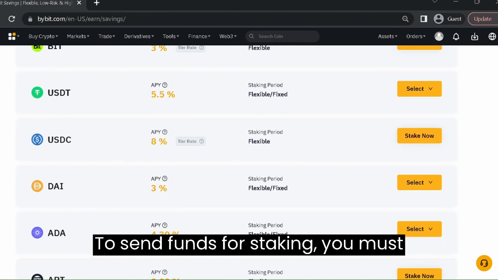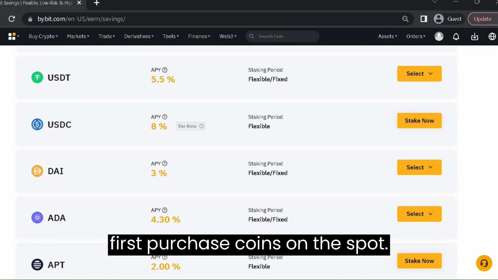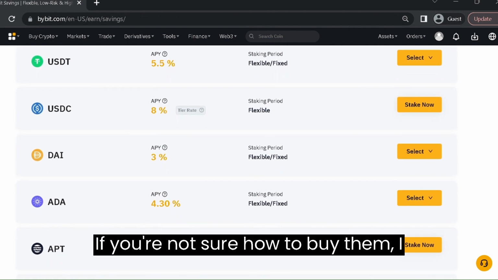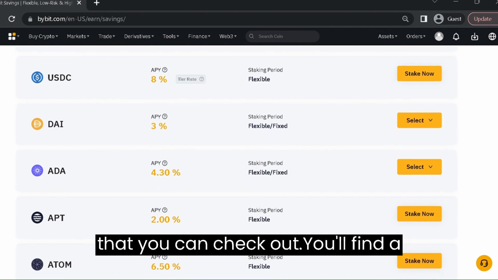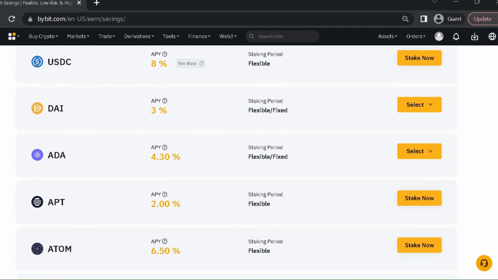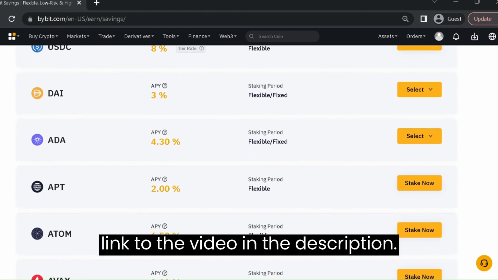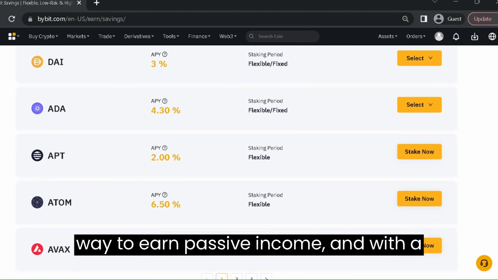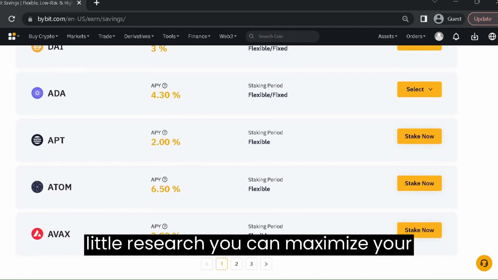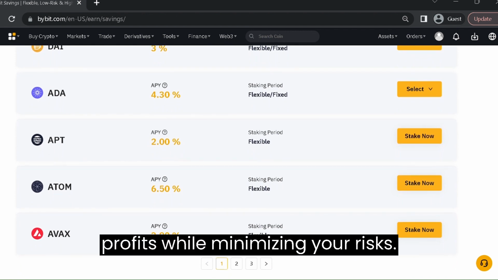To send funds for staking, you must first purchase coins on the spot. If you're not sure how to buy them, I have a video with detailed instructions that you can check out. You'll find a link to the video in the description. Staking in cryptocurrencies is a great way to earn passive income, and with a little research, you can maximize your profits while minimizing your risks.